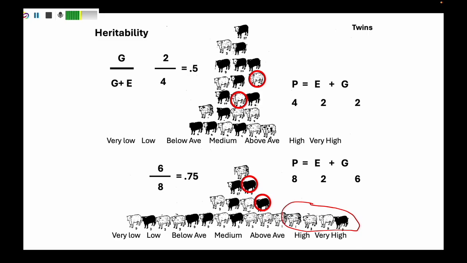Therefore, selecting these, and knowing that the heritability is high, we should be quite confident that they have the genes we desire for higher milk production, and they will pass combinations of those genes on to their offspring. This would be a better choice.